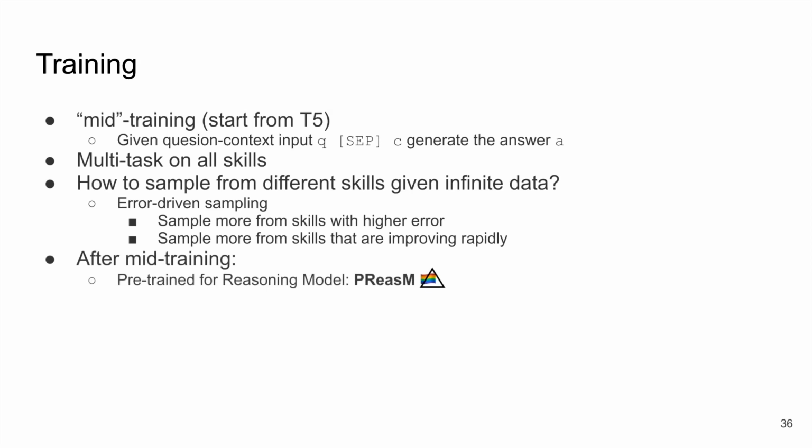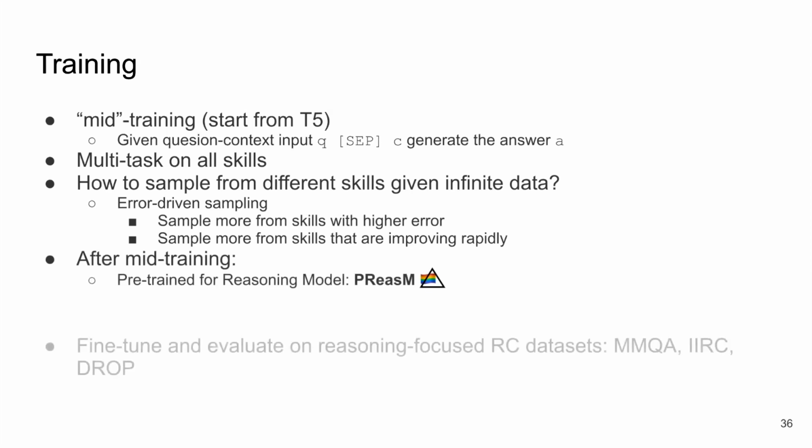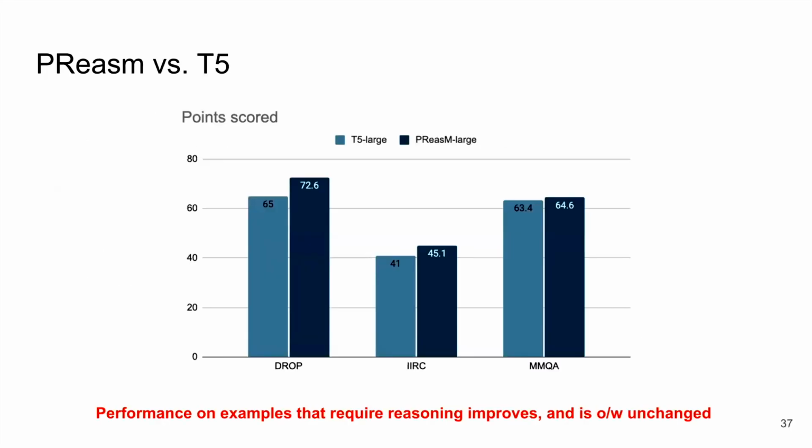And in the end, you have a pre-trained model for reasoning. Then you can fine tune on your downstream data set and see whether this is better. Just one slide about the results. We see across 3 different reading comprehension data sets that involve reasoning that this substantially improves performance. Specifically, it really improves performance on questions that require reasoning and doesn't really affect performance on questions that do not. So there's no catastrophic forgetting or something like that.